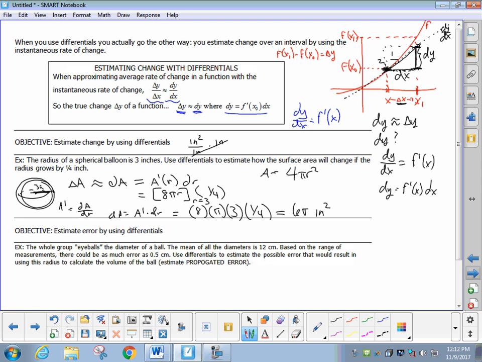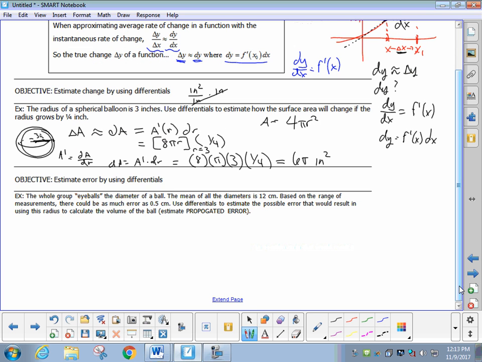Okay. So just by a little quarter inch, that always blows my mind, the dimension kind of thing. A little quarter inch change in radius makes for a pretty substantial area change, right? Pretty cool.